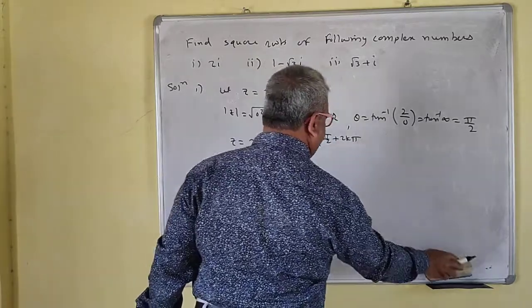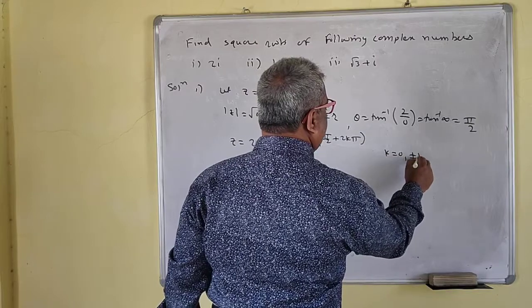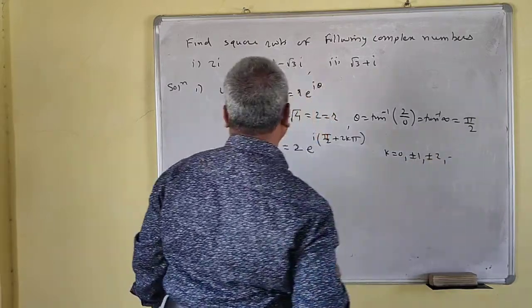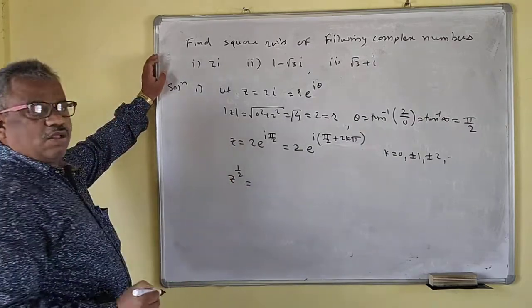Plus 2kπ, where k is equal to 0, plus or minus 1, plus or minus 2, and so on. Now we have to find the square root, so we'll take the power half on both sides.